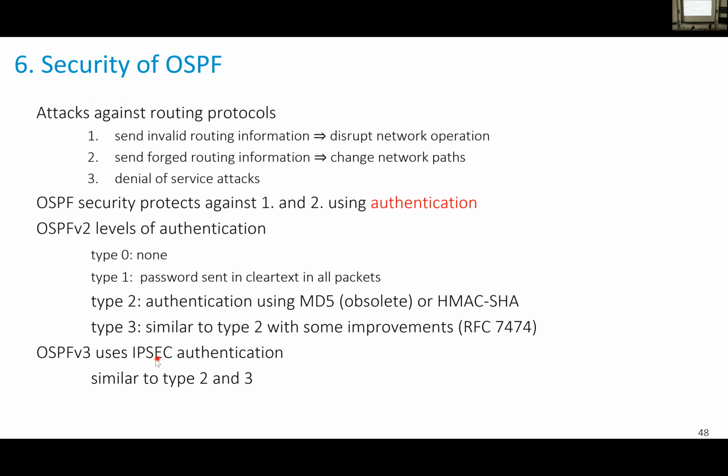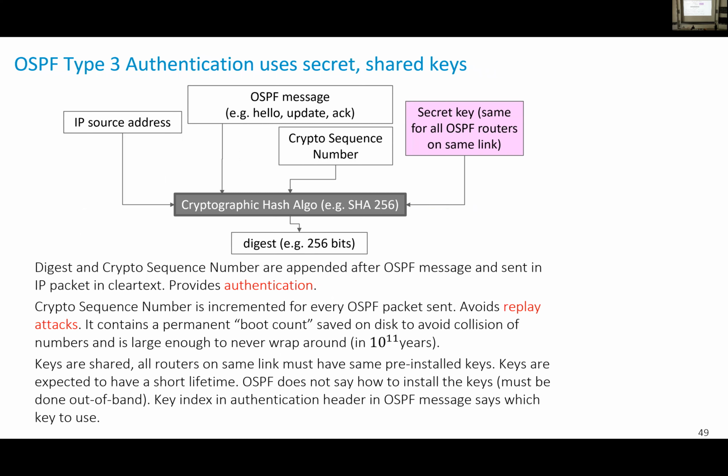OSPF v3 uses a similar authentication, but using IPsec, that we'll discuss a bit more when we talk about tunnels a bit later. But the idea is that first, all routers that are on the same link, which means on the same Ethernet network, if they are connected to an Ethernet LAN, or that are directly neighbors on a point-to-point link, must share some secret key. So a password in the lab, or some secret key, is shared between all the routers.